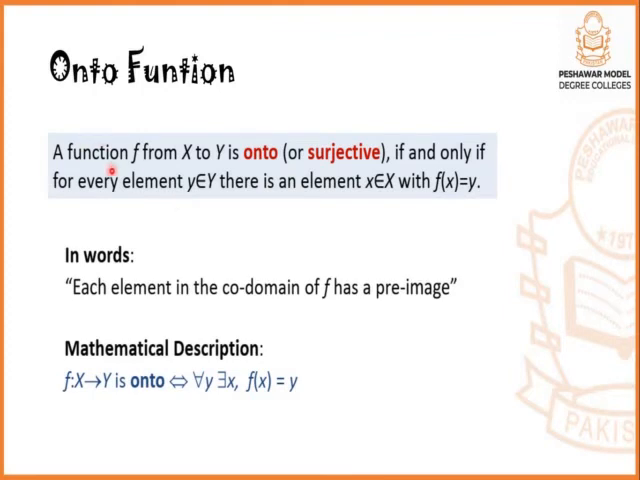Onto function. A function f from X to Y is onto or surjective if and only if for every element y belongs to Y, there is an element x belongs to X with f of x is equal to y. It means that each element in the codomain of f has a pre-image. Mathematical description: f from X to Y is onto if and only if for all y there exists some x, that is f of x is equal to y.